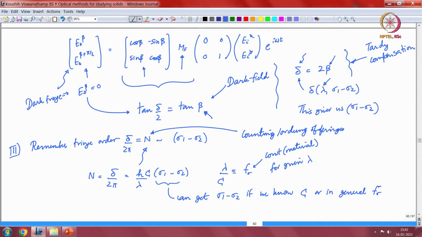And I also mentioned that this technique of using the polarizer and analyzer in this way by changing their relative orientation is called Tardy compensation. I mentioned this in the last class.